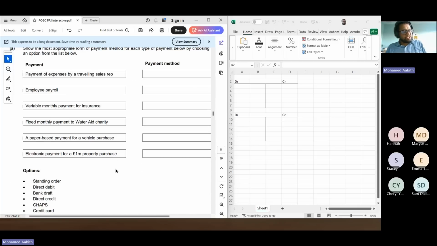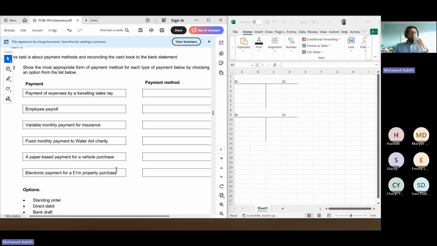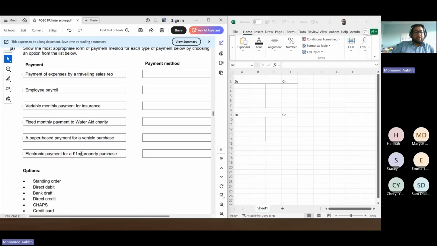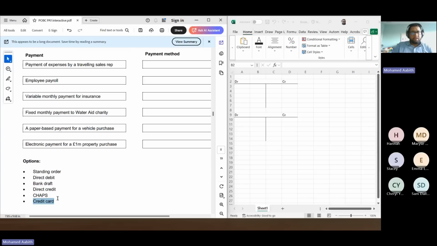Now let's look at the next question. Question number 3. This task is about payment methods and reconciling the cash book to the bank statement. Payments for expenses by a traveling sales rep. What payment method do you prefer? You probably will do a credit card. So I'm going to say here, it is a credit card. It's the best option there.